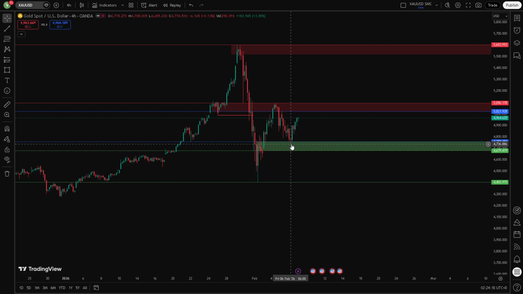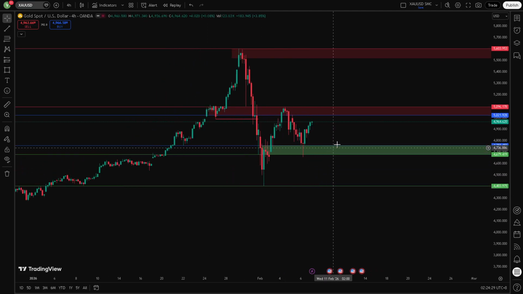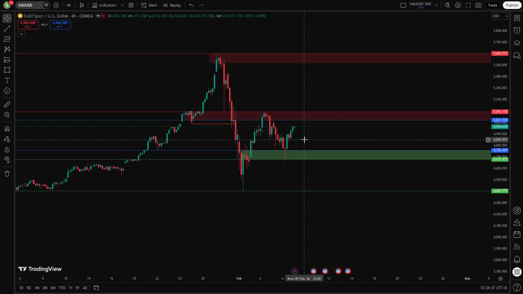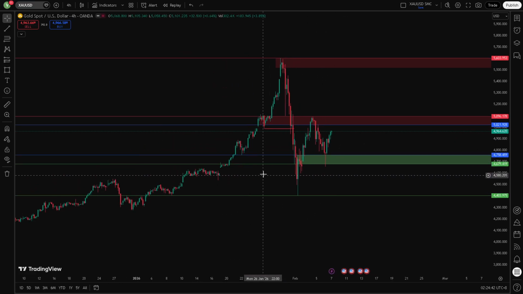But right now we can see that the 4 hours chart is unable to close above this level to make a break of structure. So the price respected this level and started to go up, because this is a gap actually. So the price started to go up, so we are kind of ranging at the moment.